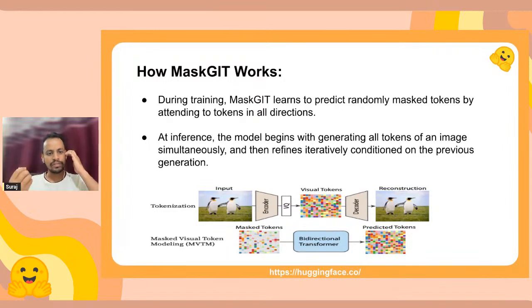So what MaskGit does is, instead of using a causal mask, since it's a masked model, it uses a bidirectional mask. So each token can attend to every other token. In a way, it has more context. And then at inference time, we start with all mask tokens, and the model keeps on predicting the masked tokens, and we keep on iteratively improving the generation. So that's the basic overview of MaskGit.